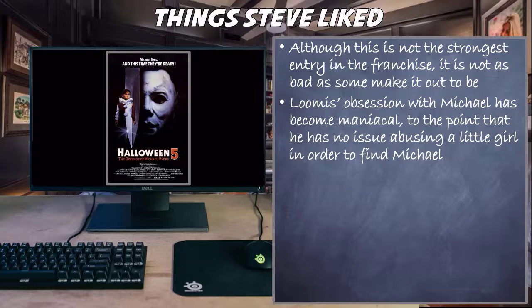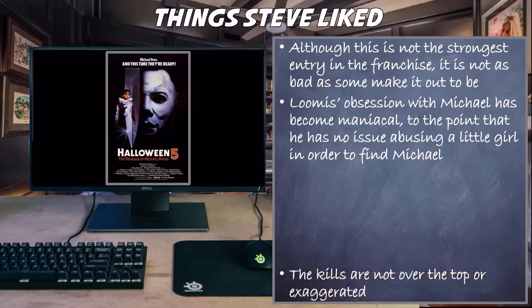And with that said, things I liked. Loomis's obsession with Michael has become maniacal, to the point that he has no issue abusing a little girl in order to find Michael. It is kind of frightening how far over the edge Loomis has been driven by his obsession with Michael Myers.